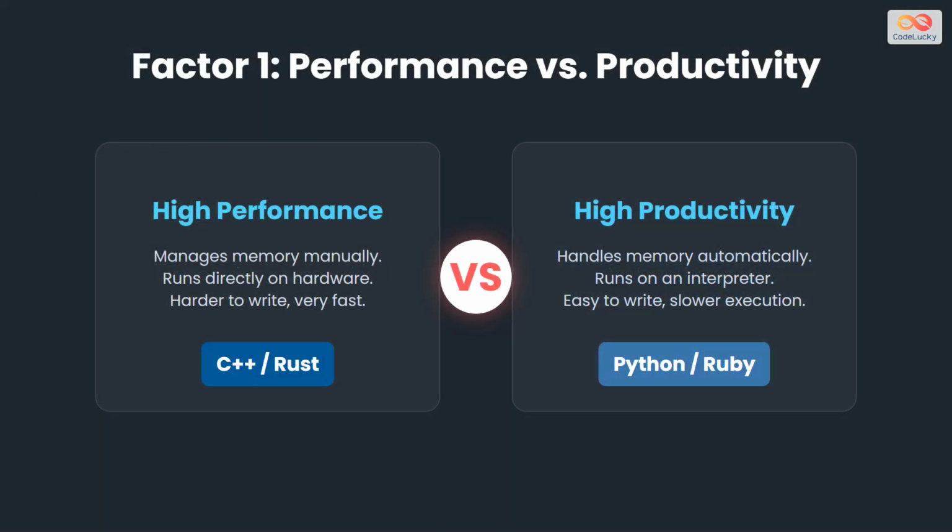The first major trade-off is between performance and productivity. On one side, we have languages like C++ and Rust. They give you manual control over the computer's memory. This makes them incredibly fast, but harder to learn and write. On the other side, we have languages like Python or Ruby. They handle the complex details for you, making you very productive, but the code runs slower. You cannot easily have maximum speed and maximum simplicity at the same time.